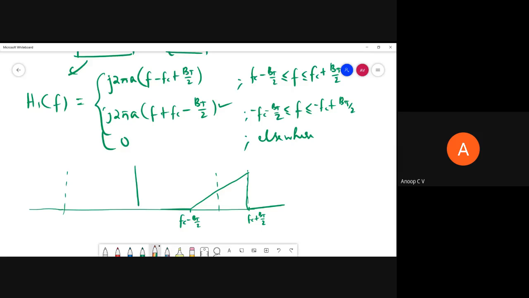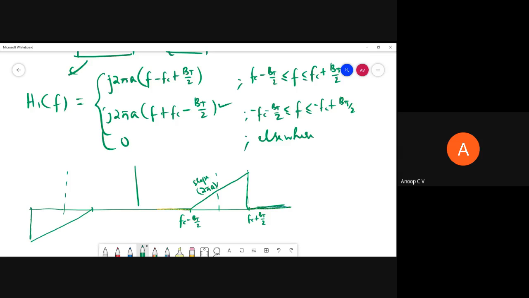So maybe I'll do it with, elsewhere it is equal to 0, and during this the slope is equal to 2 pi a. This is the slope. And similarly, the negative side we can plot it like this.